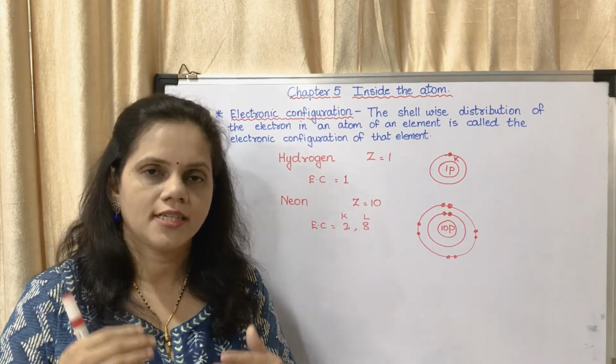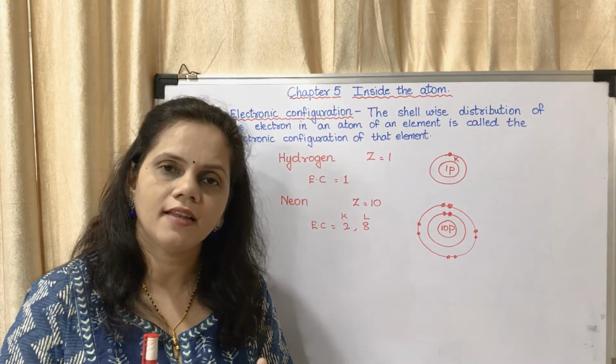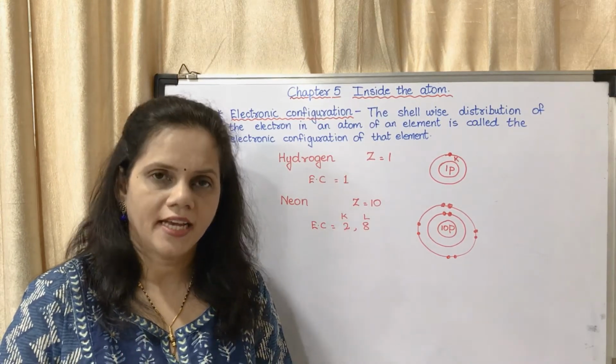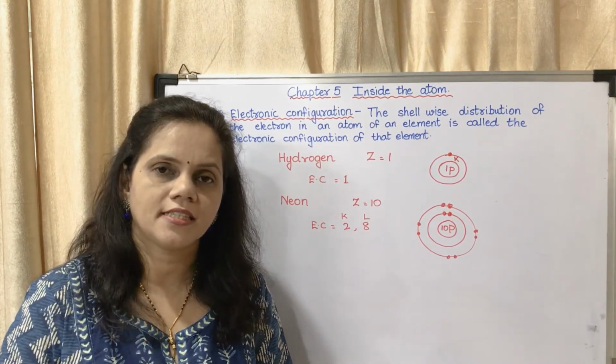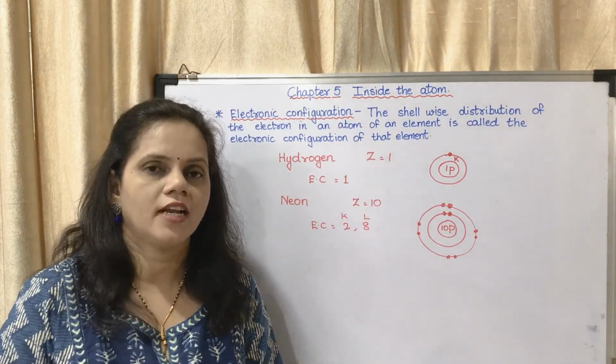So what is electronic configuration? Electronic configuration is the shell-wise distribution of electrons. You may understand this concept first and then do the next part of the lecture.